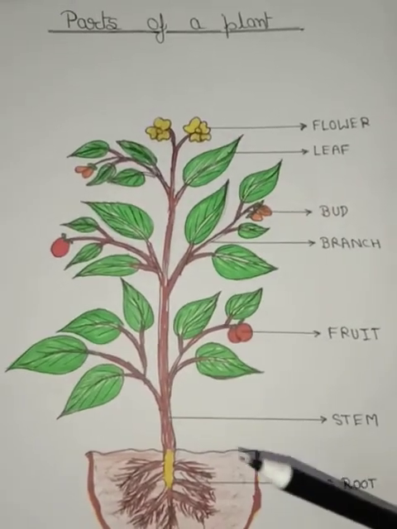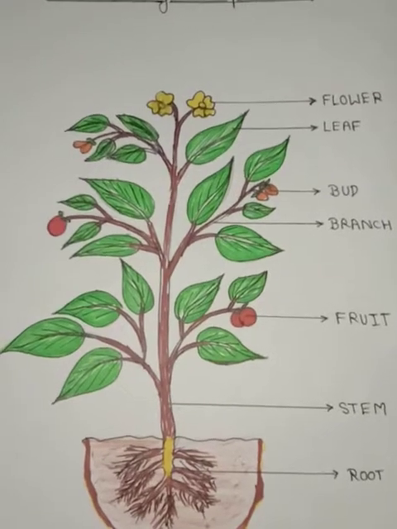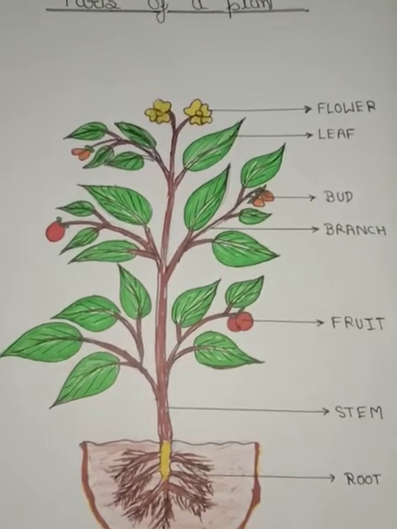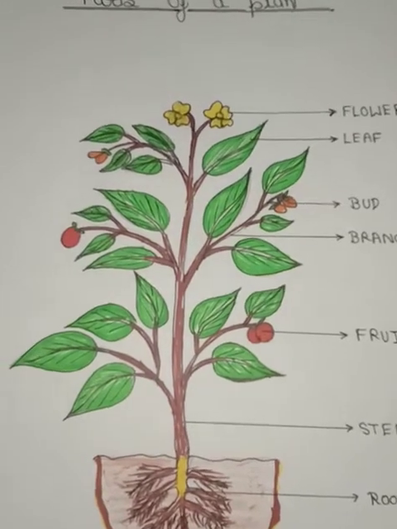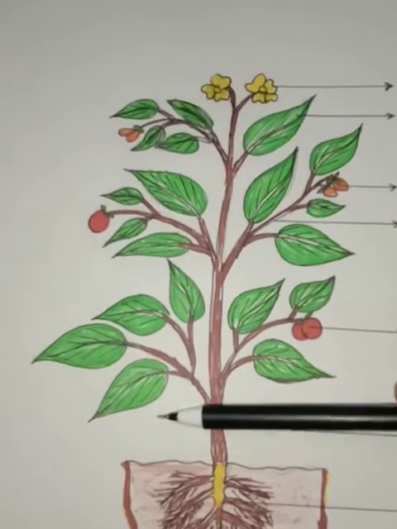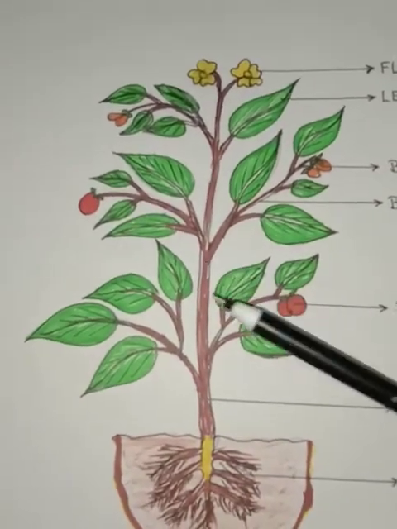Student, our body is made up of different parts. A plant's body too has different parts. Okay, now a plant has two parts. First is root and second is shoot. Okay, now clear, root and shoot.